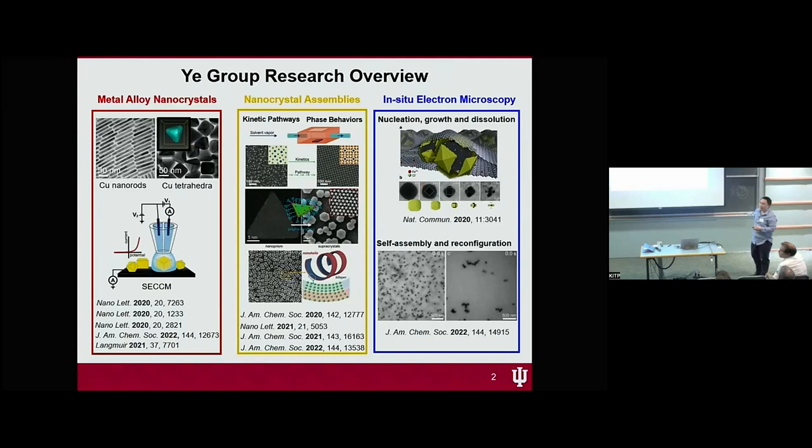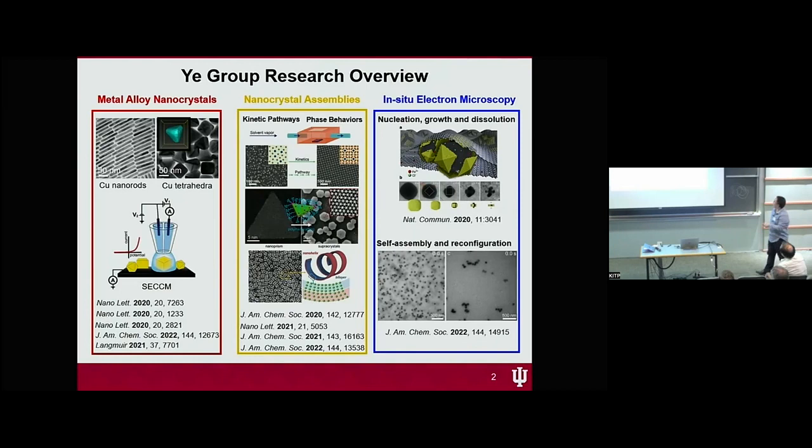The second area of research is on nanocrystal assemblies. We are primarily interested in the phase behavior and kinetic pathways of polymer-grafted nanocrystals. And the third area is using in situ electron microscopy to understand chemical transformations such as nucleation, growth, and dissolution at a single particle level, as well as self-assembly and reconfiguration of nanoparticle superlattices. Today I'm going to share some recent work on nanoparticle assemblies as well as in situ electron microscopy.